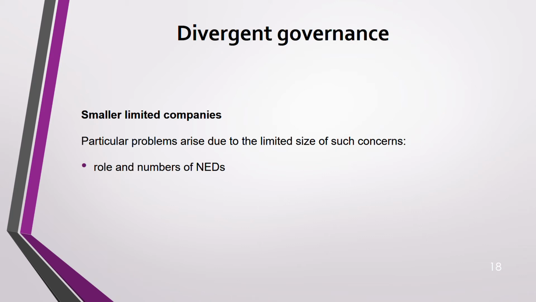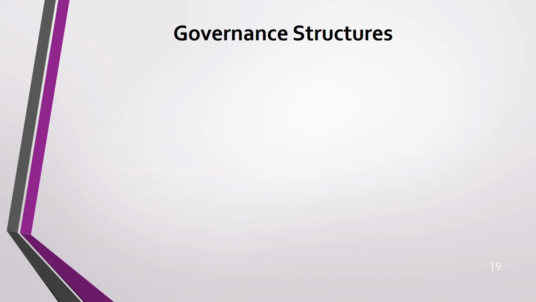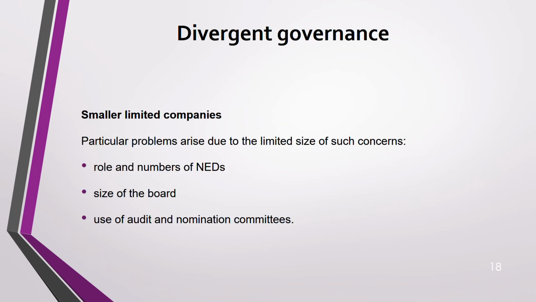Second, the size of the board. The board is also very small. Also, most of the shareholders might be your family members only. Then audit and nomination: there might not be any nomination committee. You hire or fire based on whom you know, your contacts and everything. And you don't use an audit committee because you don't need to, right? So these are problems that come later on with the size.